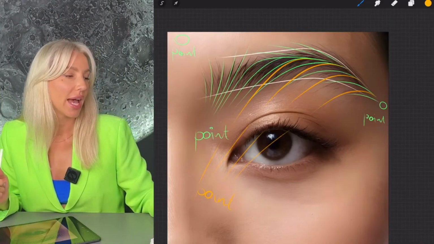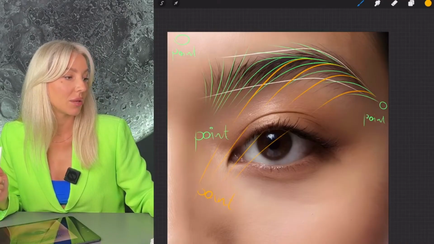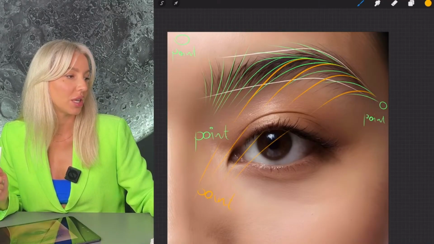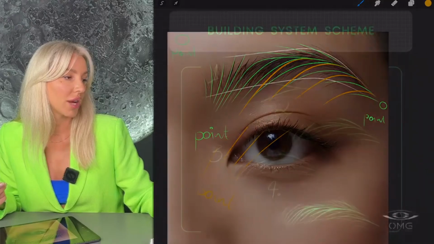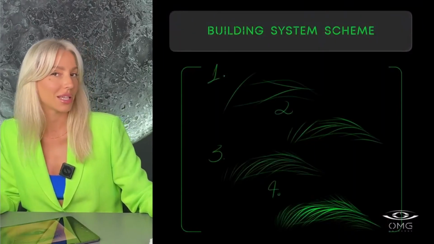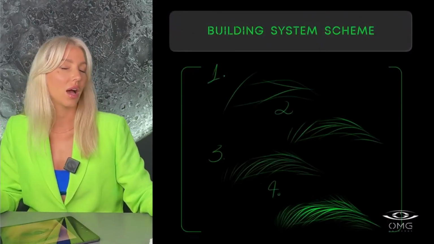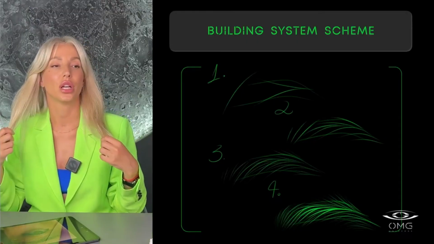Let's move on. We talk about the systematic approach, which is really, really important. And we will combine the next two topics, about the system of scheme creation and the step-by-step creation. So now we can draw together.